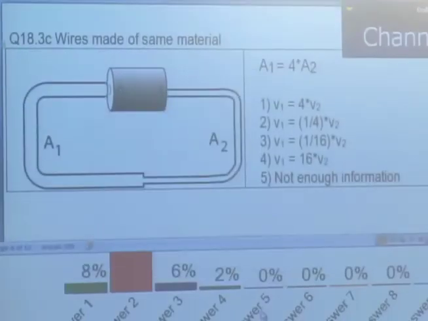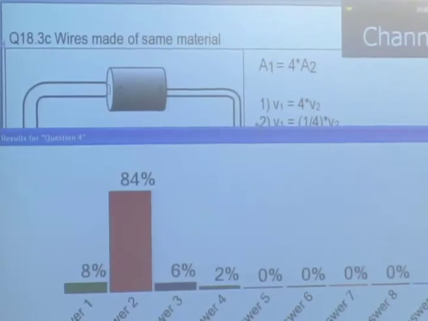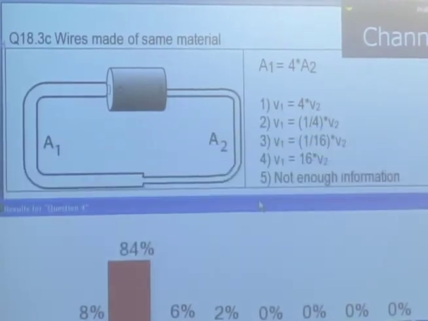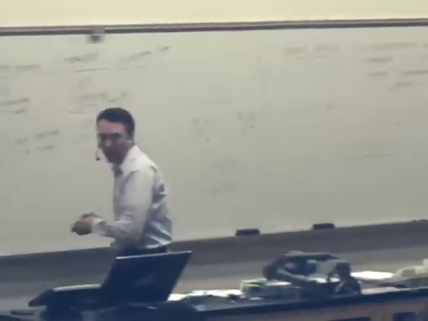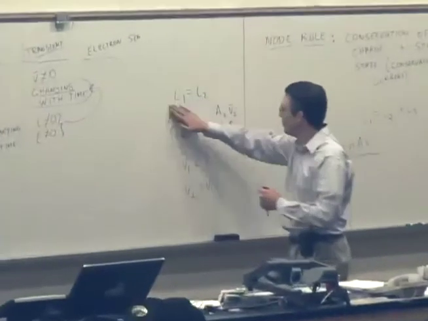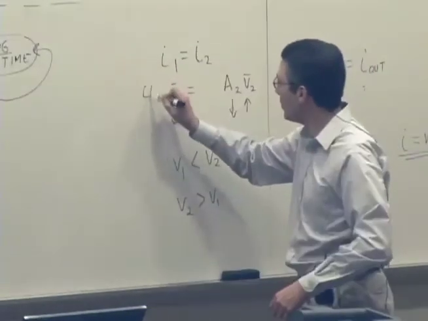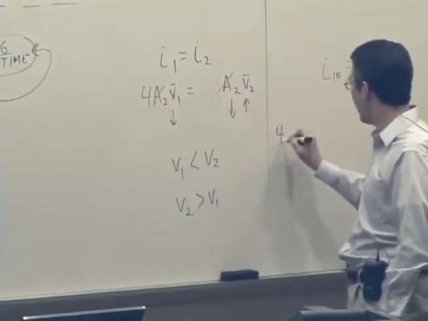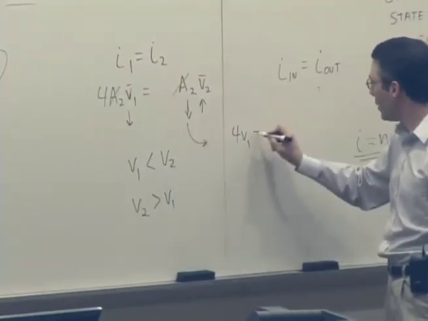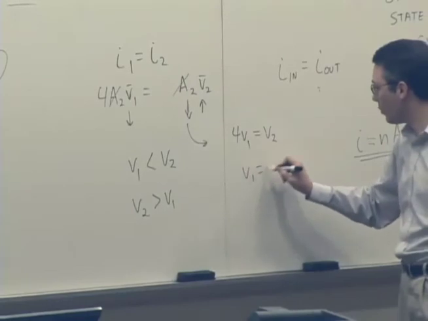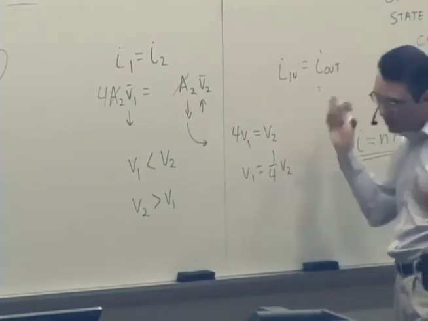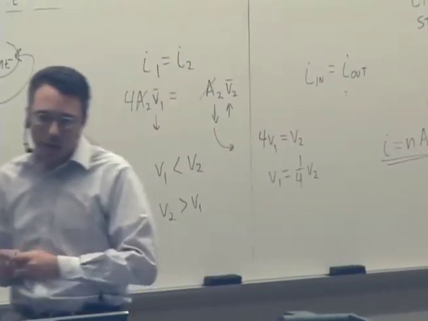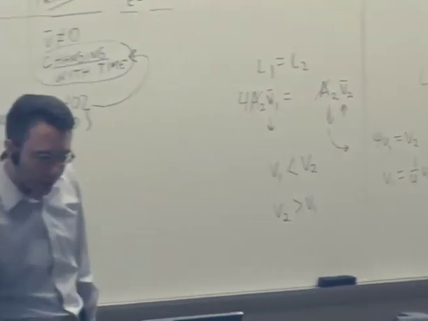Pretty clear. If the area of wire 1 is 4 times greater, let's just go back to here, right? We can just plug this in directly. We can just say A1 is equal to 4 times A2. The A2's now cancel out. You have 4 V1 is equal to V2, or V1 is 1/4 of V2. Okay? Directly proportional. What about the electric field?